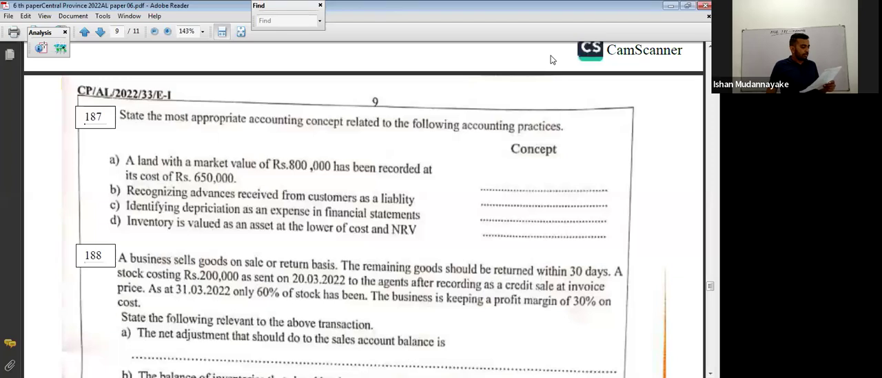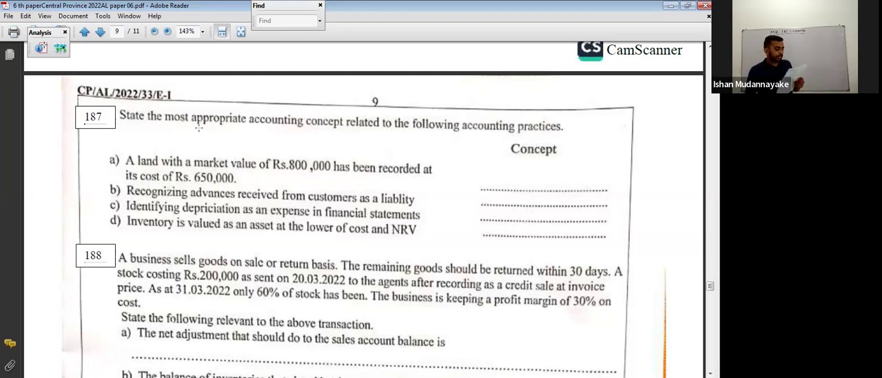187. State the most appropriate accounting concept in relation to the following accounting practices. A: land with a market value of 800,000 has been recorded at its cost of 650,000. Most appropriate accounting concept is the historical cost concept. B: recognizing advances received from customers as a liability. Realization concept.